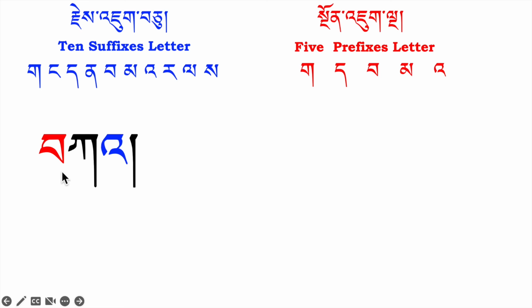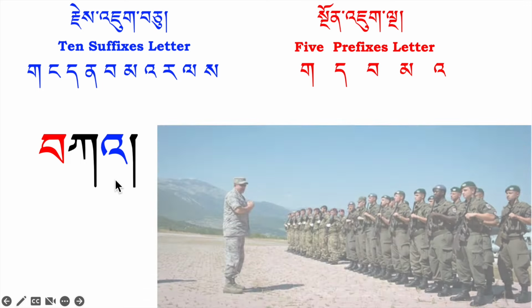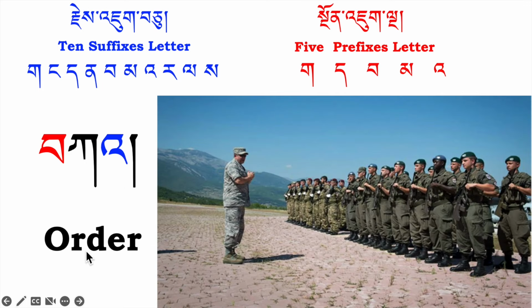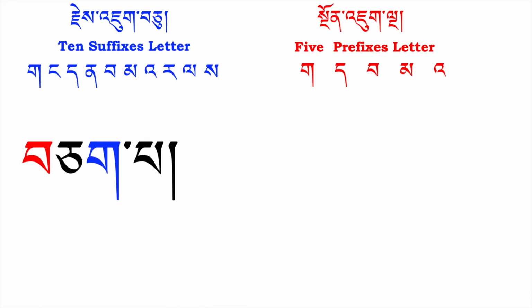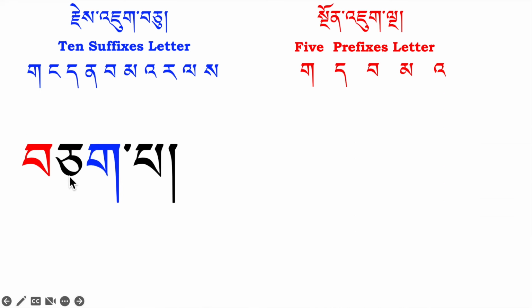Okay, bka', ka ka ka, meaning is order, like the teachings of the Buddha, also ka, and also if someone gives you an order, do this, do that, it's an order. This is called ka. Next one, bcag, chakpa, meaning is break.